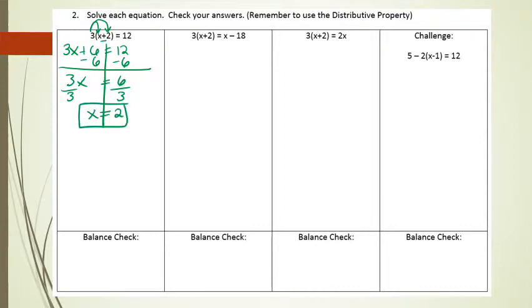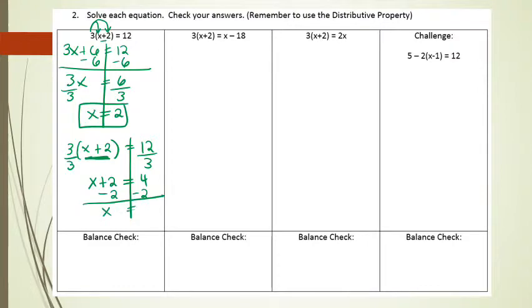There's another way you could solve it that you might want to consider. 3 times the quantity of x plus 2 equals 12. So this is kind of like 3 times something equals 12. So another option would be to divide by 3 on each side, so that you don't have 3 groups of x plus 2, you would only have 1 group of x plus 2, because 3 divided by 3 gives us 1. So we'd be left with x plus 2 equals 4. And then you could subtract 2 from each side and get x equals 2. So that's another way that you could solve that problem. Again, it's up to you which method you choose.